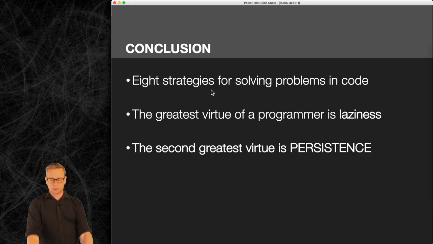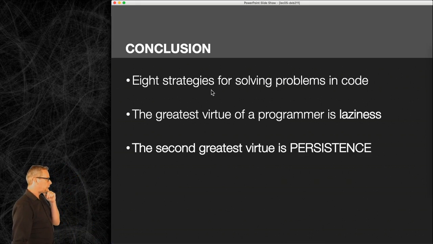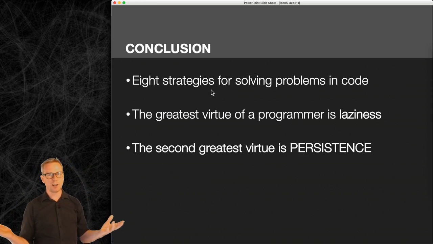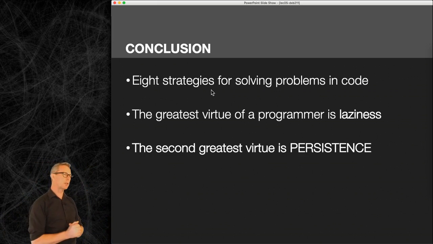So, to conclude, that's 8 strategies for solving problems in code. And I've said before that the greatest virtue of a programmer is laziness. Well, I think that's true. You know, we don't want to write out lots of things if we can use a for loop instead. We're basically lazy creatures. I think the second greatest virtue is persistence.